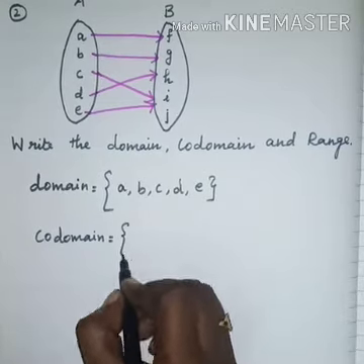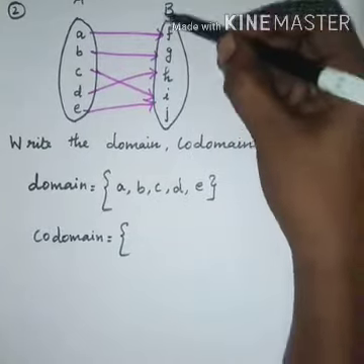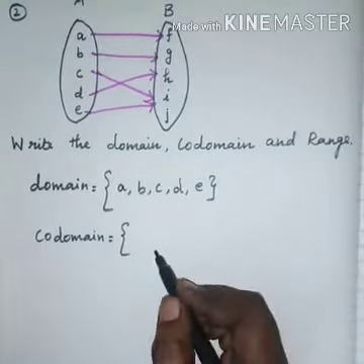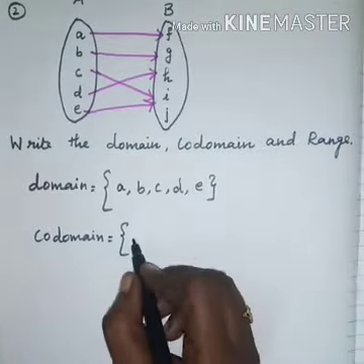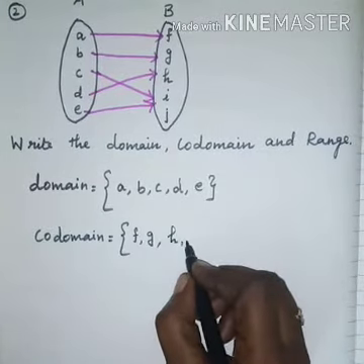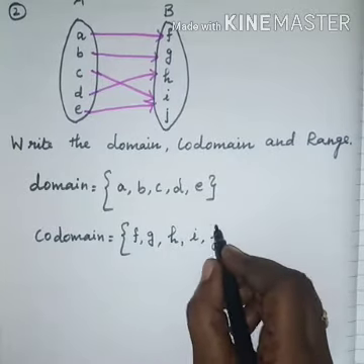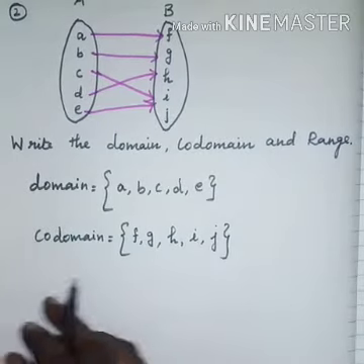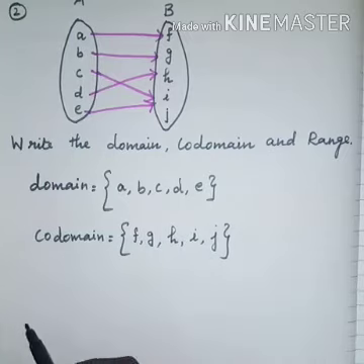Codomain is equal to the elements of set B. This is called the codomain. So codomain is equal to what are the elements? F, G, H, I, J. So these are the elements of the set codomain.